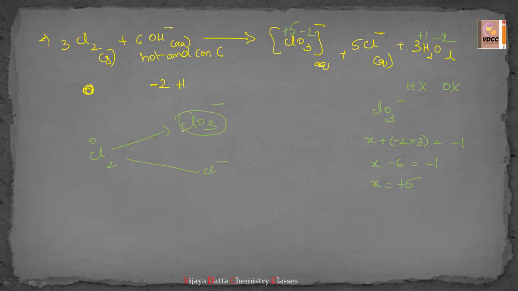In ClO3⁻, chlorine's oxidation state is +5. In Cl⁻, chlorine's oxidation state is −1. So from 0 to +5, oxidation. From 0 to −1, reduction.